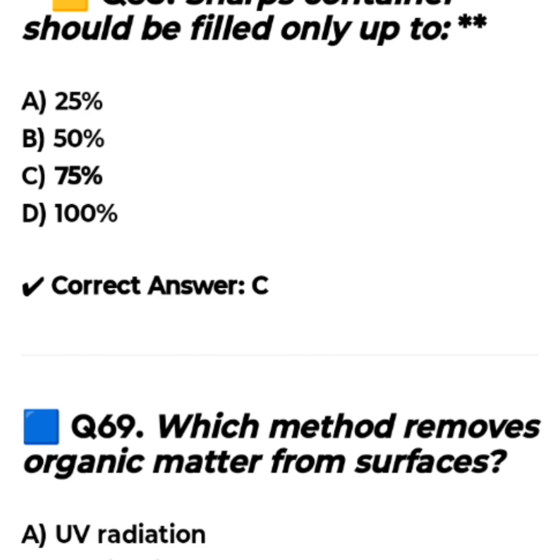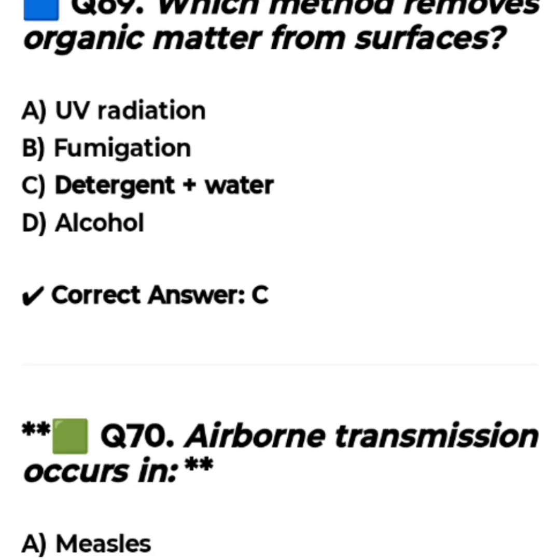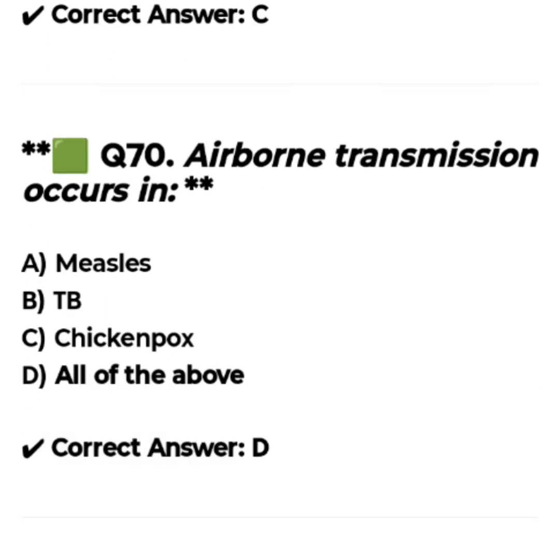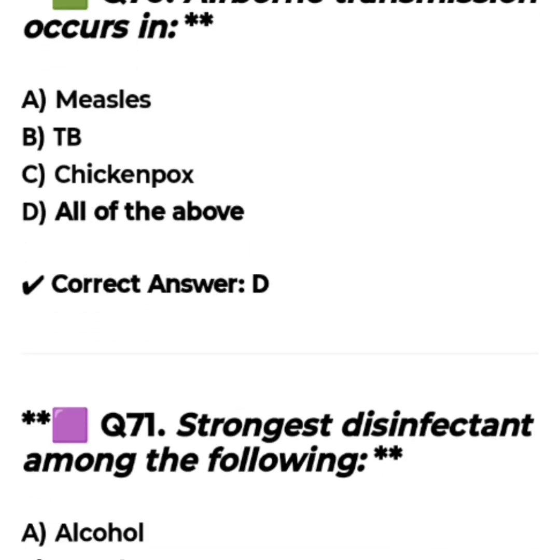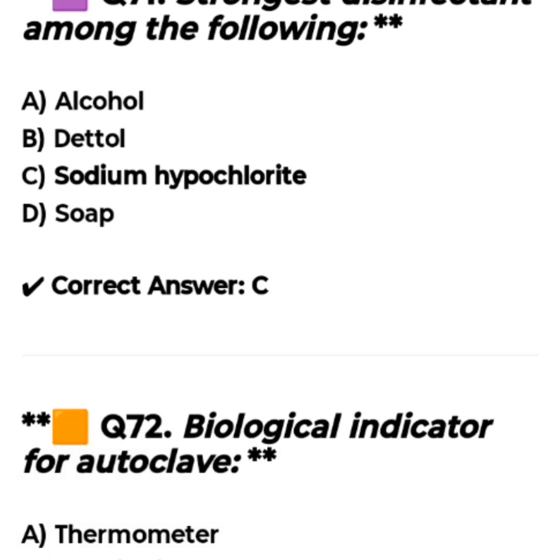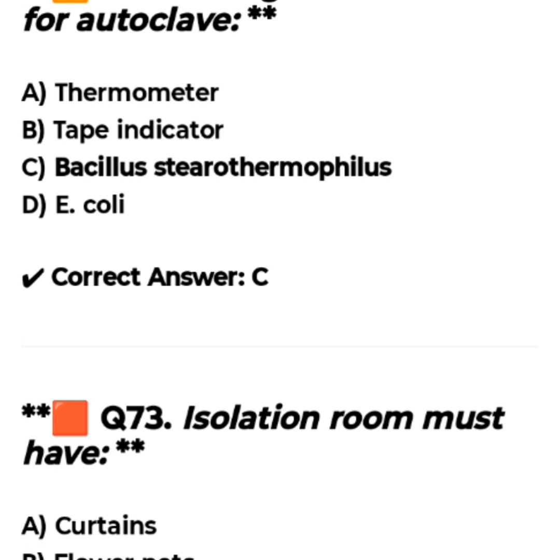Sharps container should be filled up to. The correct answer is option C, 75%. Which method removes organic matter from surfaces? The correct answer is option C, detergent plus water. Airborne transmission occurs in. The correct answer is option D, all of the above. Strongest disinfectant among the following. The correct answer is option C, sodium hypochlorite.